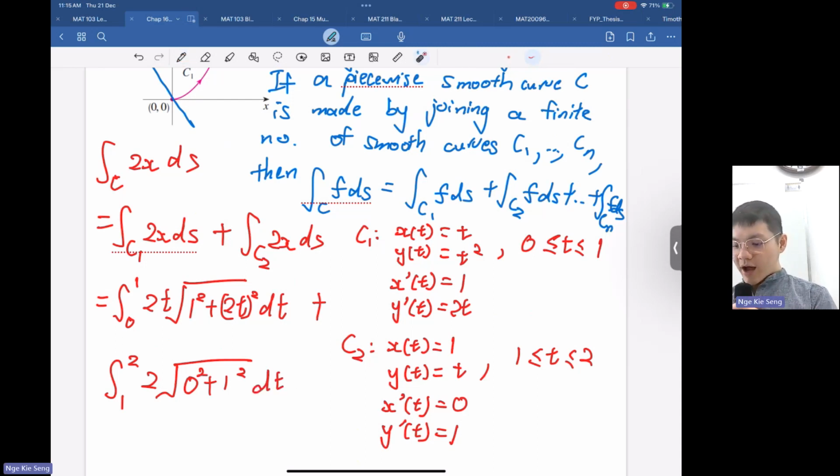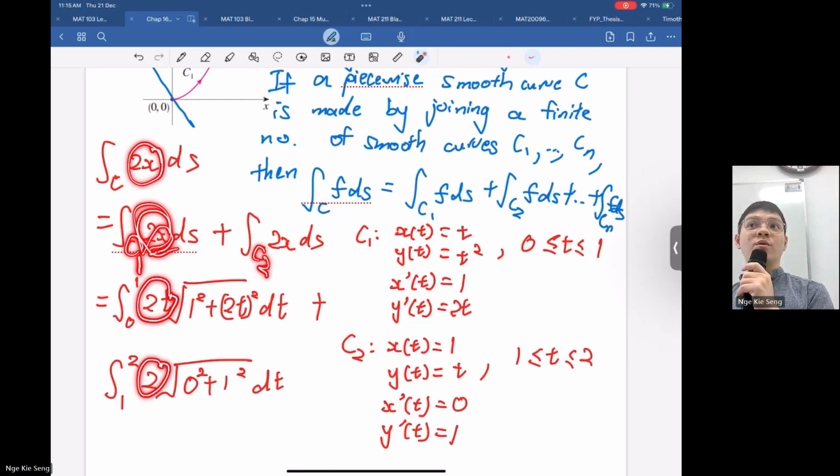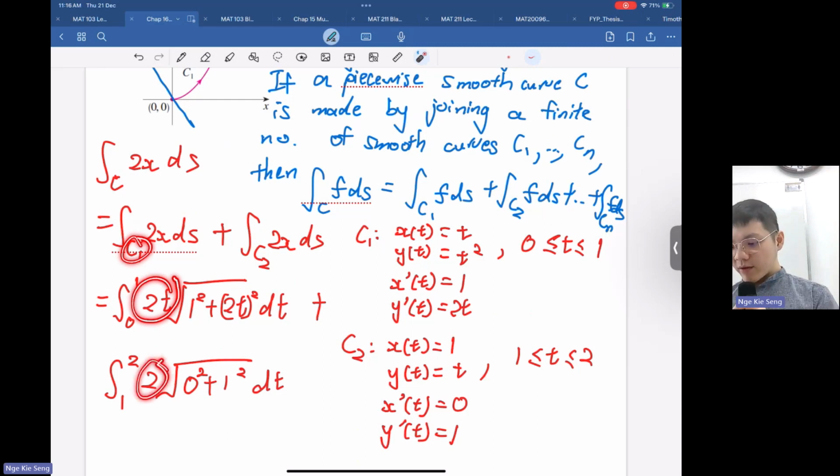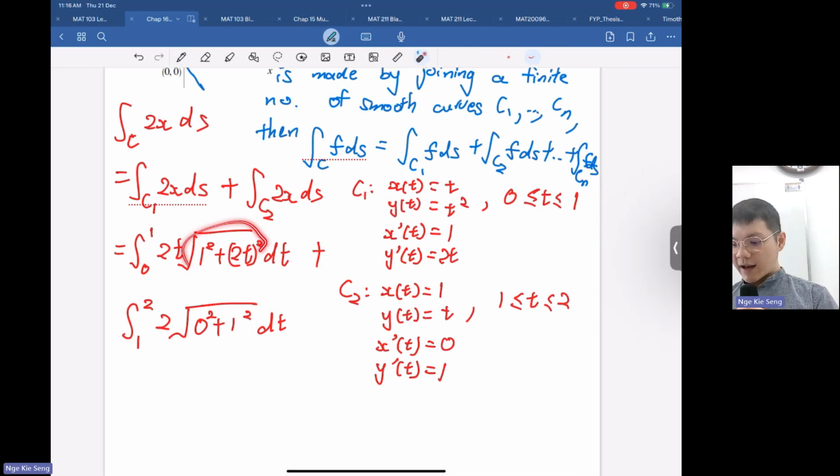So what am I doing? I'm telling you what happened on C1, what my function becomes. On C1, my function becomes 2t. On C2, my function becomes the constant 2. This is what the substitution is doing. My function changes, you see. Just now I integrated 2x, but you can see that on C1 my function depends on t, while on C2 my function becomes a constant function. And then there's a contribution from your arc length.